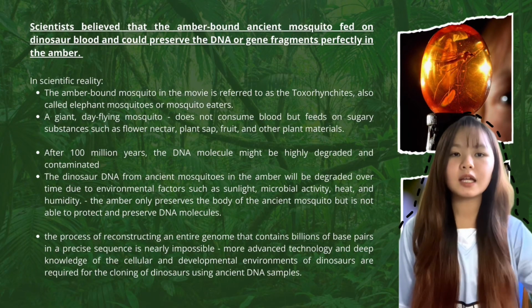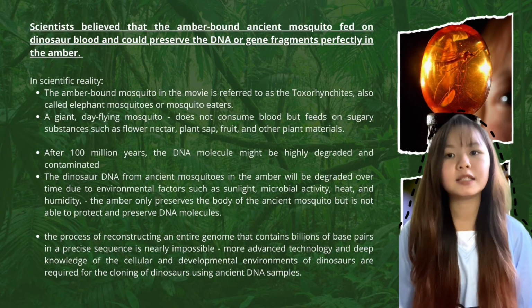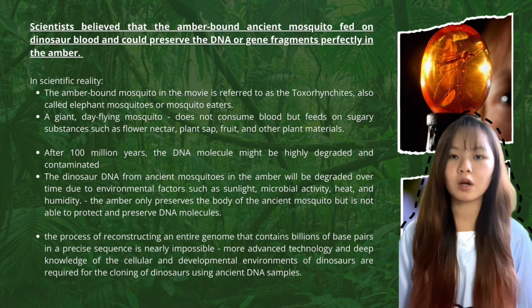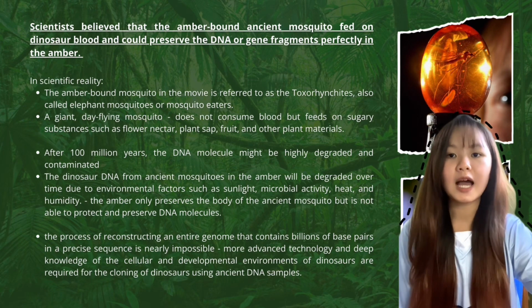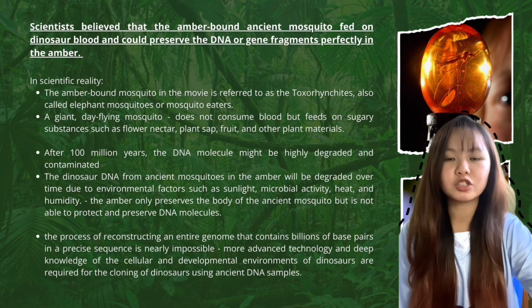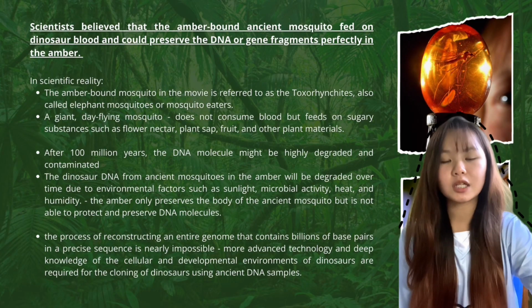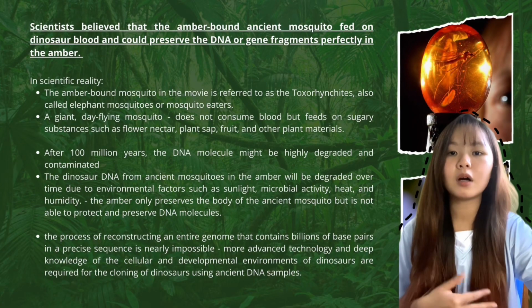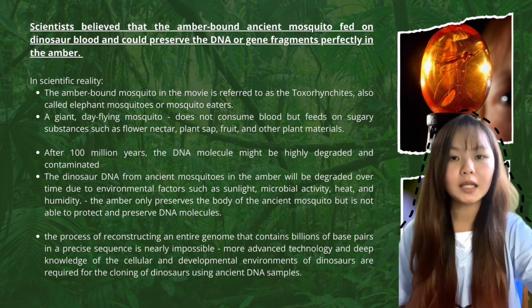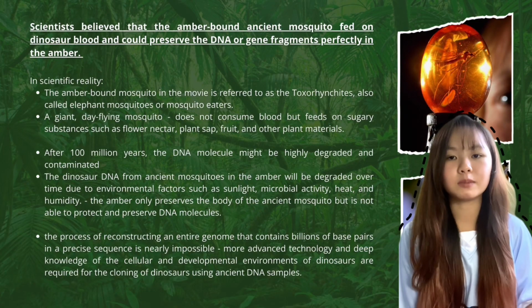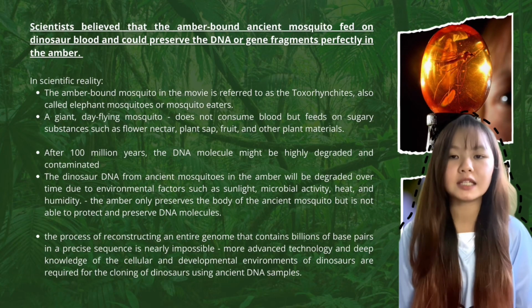100 million years. DNA is a molecule with a double helix structure that contains important genetic information for the development and functioning of an organism, and it can be stored for potentially millions of years under optimal conditions by using proper preservation techniques. However, dinosaur DNA from the ancient mosquito in the amber will be degraded over time due to environmental factors such as sunlight, microbial activity, heat, and humidity. This is due to the fact that the amber only preserves the body of the ancient mosquito, but it is not able to protect and preserve the DNA molecules. Therefore, it is impossible to extract DNA from an ancient mosquito in amber.